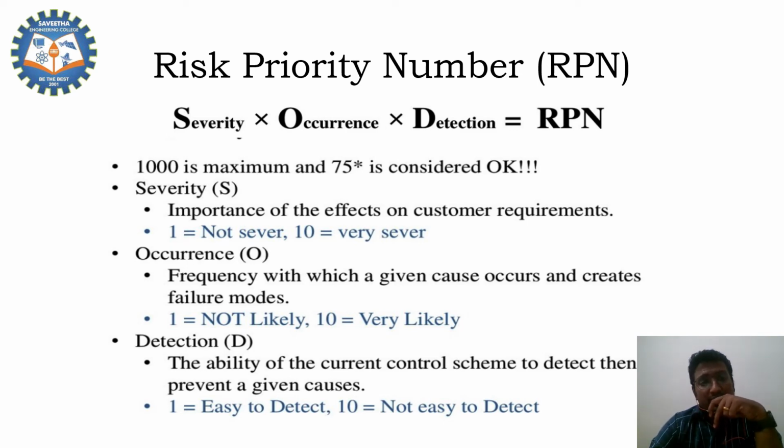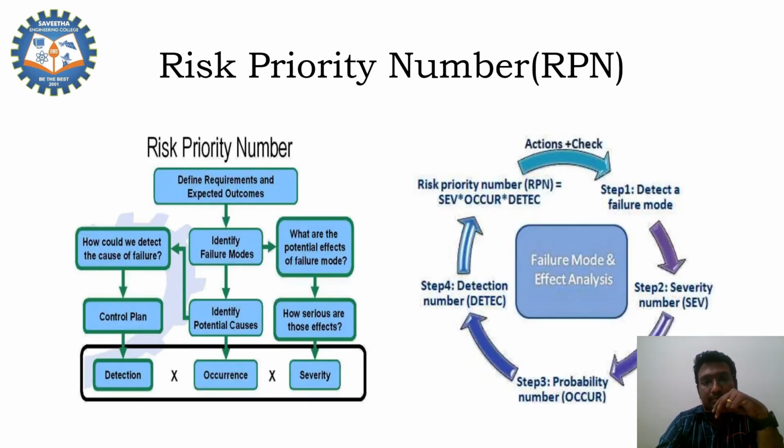Severity is nothing but the importance of the effects on customer requirements. So based on the seriousness level, we can identify the severity. What do you mean by occurrence? The frequency with which a given cause can occur and create a failure mode. Detection is the ability of the current control scheme to detect and then prevent a given cause. First we need to detect the problem, and then we have to provide a solution to prevent that problem.